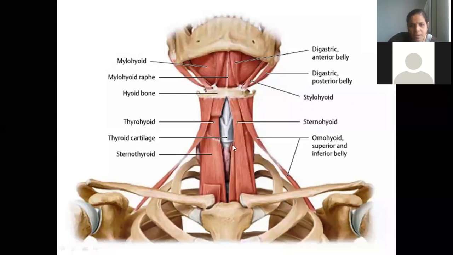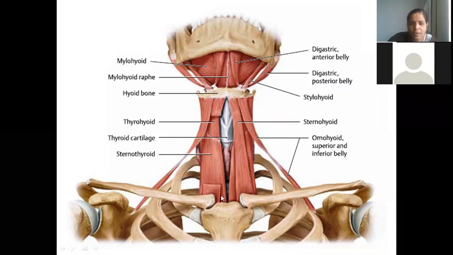From the sternum to the hyoid bone, we have sternohyoid. From the sternum to the thyroid cartilage, we have sternothyroid. From the thyroid cartilage to the hyoid bone, we have thyrohyoid, and this is the superior belly of omohyoid. Below the pulley is the inferior belly of omohyoid. So this is inferior belly, pulley, and superior belly of omohyoid.